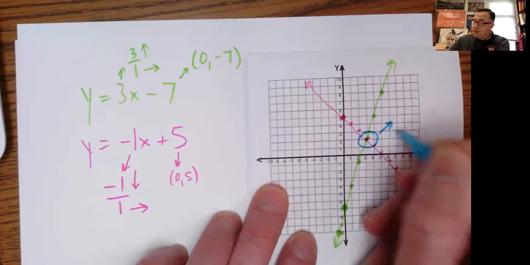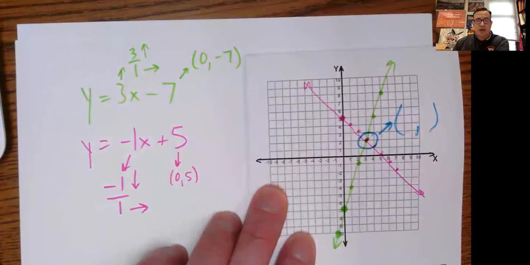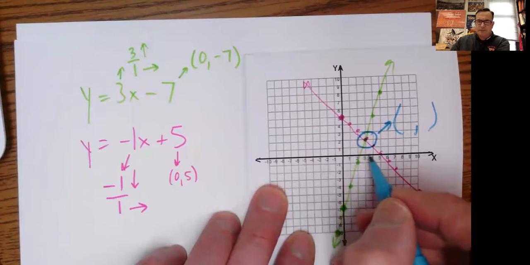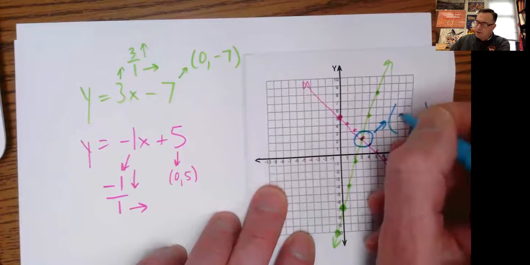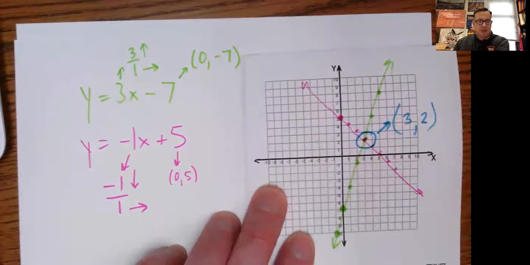So could somebody tell me what is the point right there where those two lines cross? I got a 2 and a 3. I got a question. Which one do I put first? Do I put the 3 first or do I put the 2 first? If I'm doing the graph of this one, I'm going to want to do the 3 first because I want to do the x first. And then 2 up is where I've got this one. So 3, 2 is the final solution for this one.